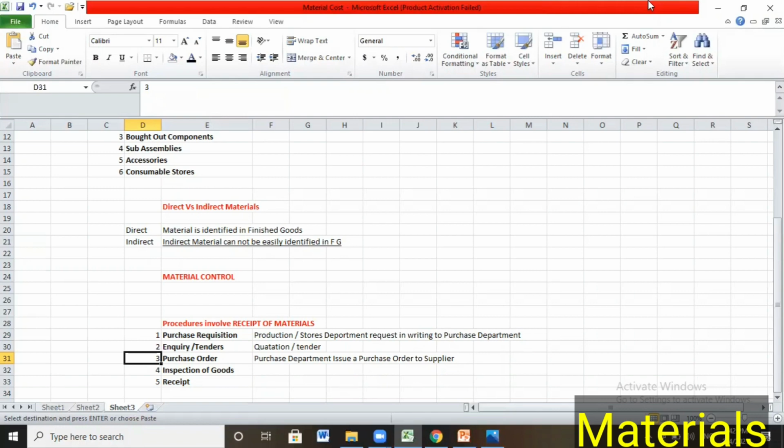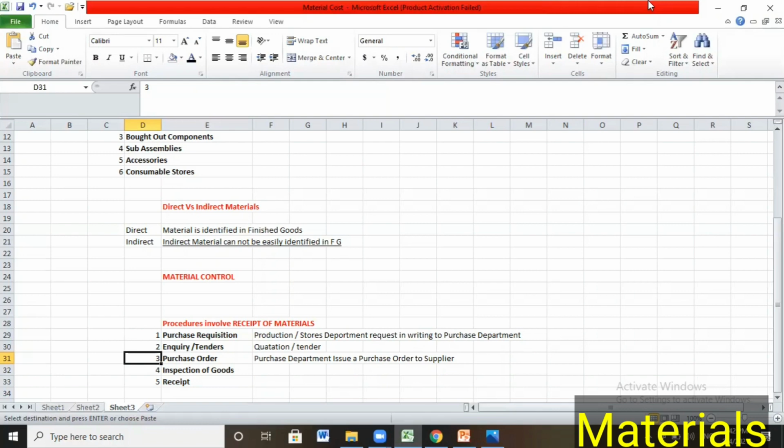Thereafter, the third step is purchase order. So the purchase department issues a purchase order to the supplier. Once the supplier is selected, the purchase department issues a purchase order to the supplier for supply of specific material on the terms and conditions agreed. The purchase order is a key document in purchase function. It is a document having legal as well as managerial significance.